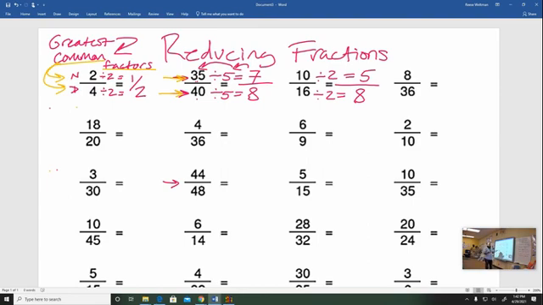36 divided by 4 equals 9, correct? Because 4 times 9 is 36. So why don't we try 4s? Why don't we try 4 as our common factor?